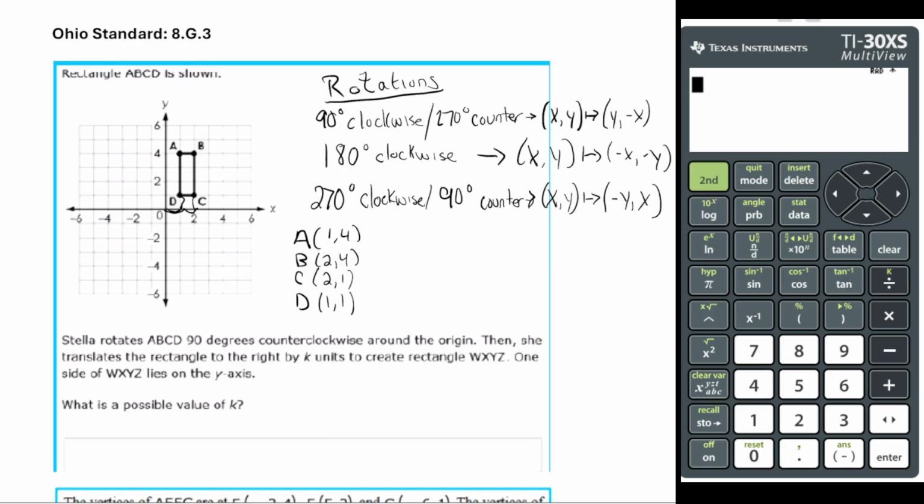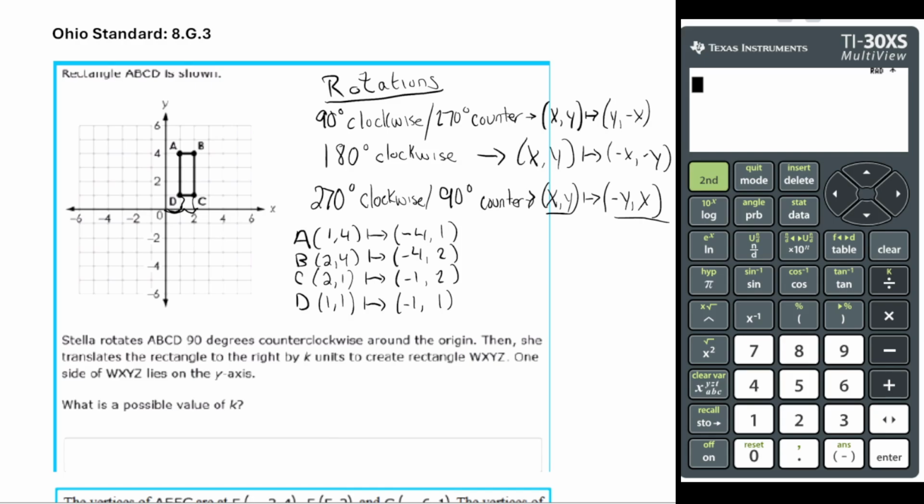So if we're going to rotate this 90 degrees counterclockwise, that means our xy now becomes negative y, x. So our 1, 4 becomes negative 4 comma 1. B, by that same token, becomes negative 4, 2. C becomes negative 1, 2, and D becomes negative 1, 1.